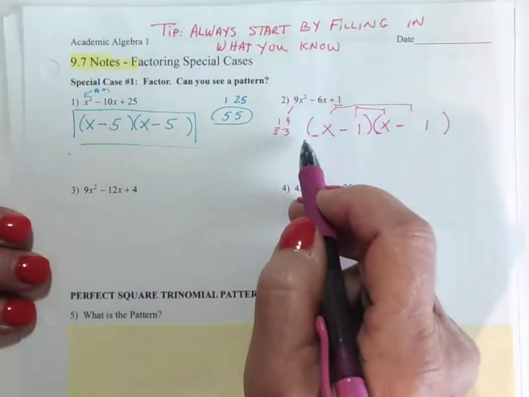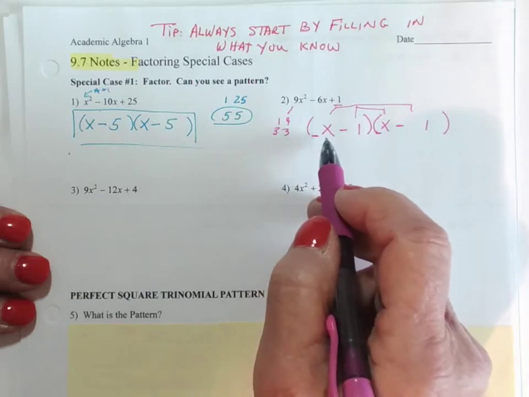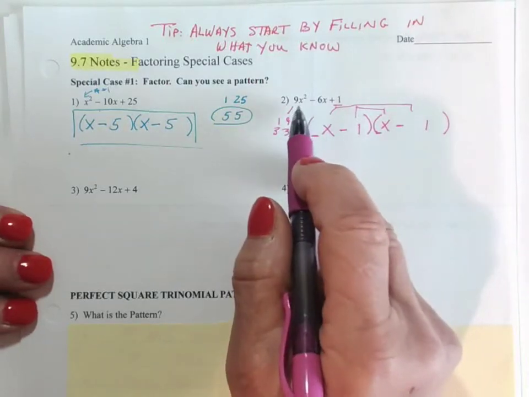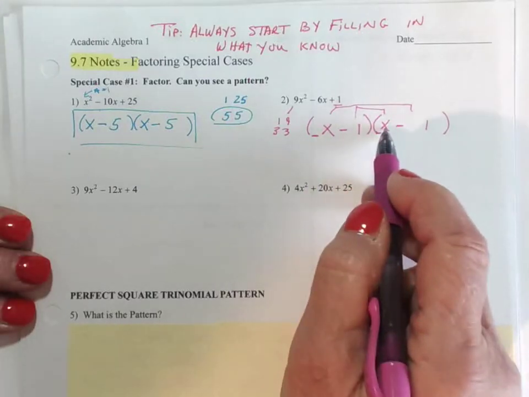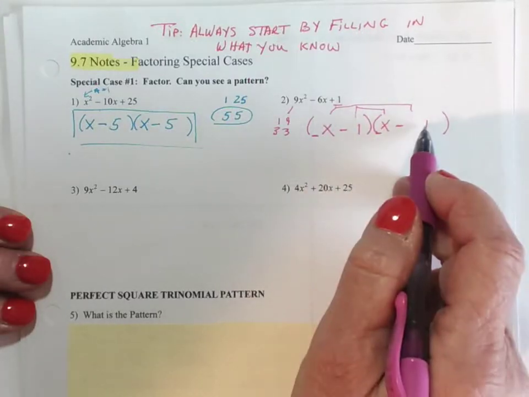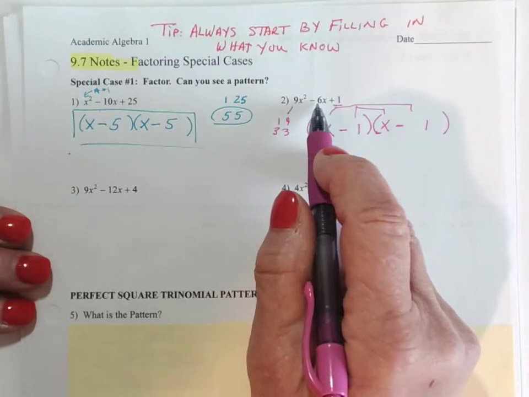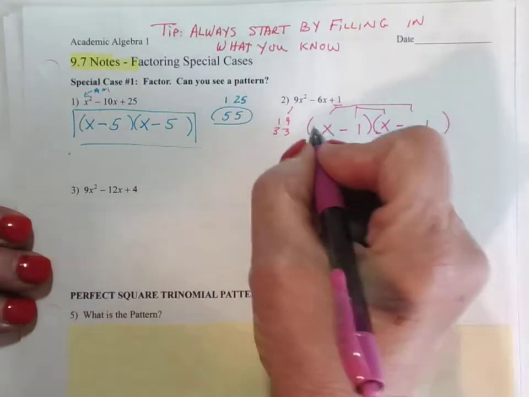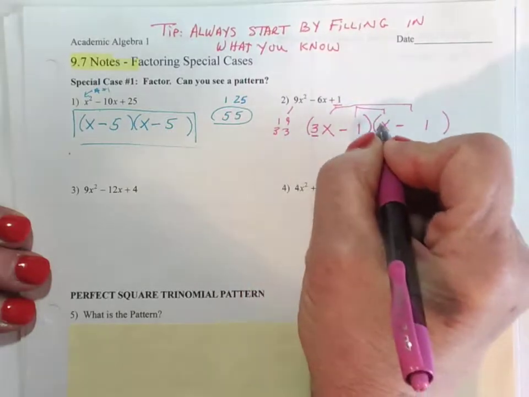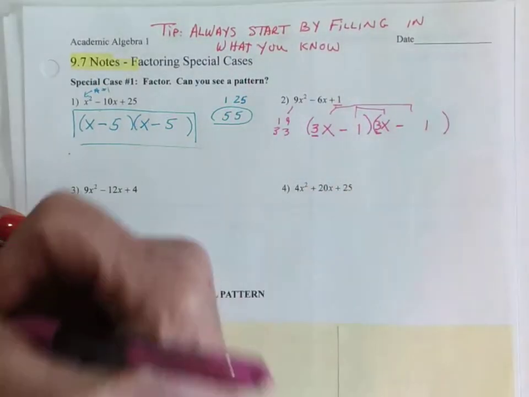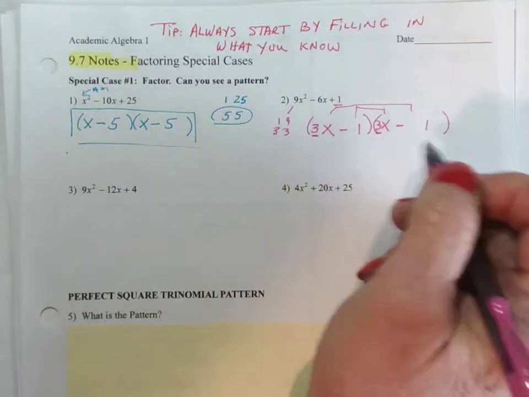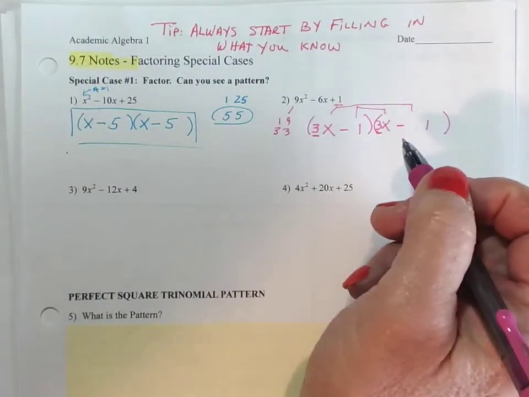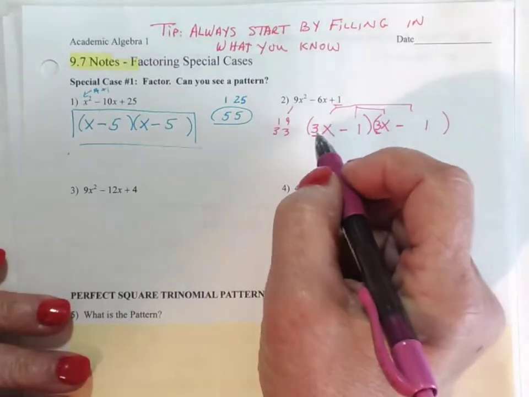And so we need to come up with how do we get 9x squared, okay, multiplying the inner and the outer terms and have it be a sum of negative 6. Well, if I put in 3 times 3, that gives us our 9x squared. Oh, everything's filled in. So let's just check to see if it works.